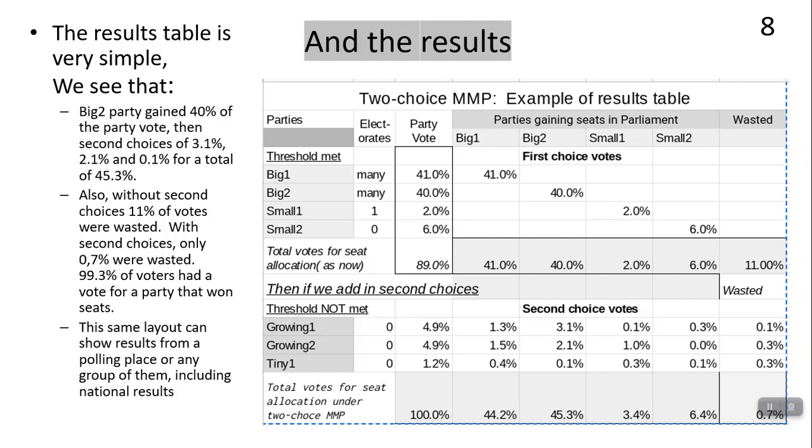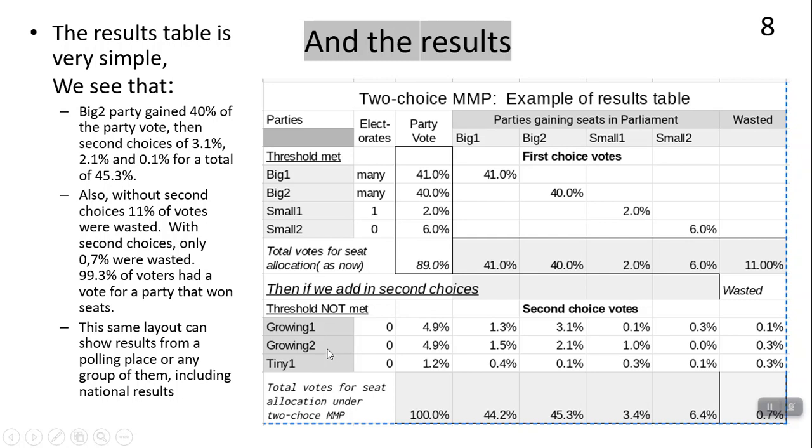This is a results table, which might look a little complicated, but it's the same table that you would use for a voting place, for an electorate, for the whole country. It's the same idea, and each of those is separate. And you'll see the example that I've shown here. This party, Big 2, got 40% of the party vote. We have a column for it here. It got 40% of the party vote, and in this example, 11% of votes were wasted.